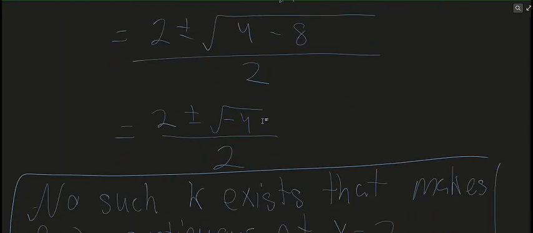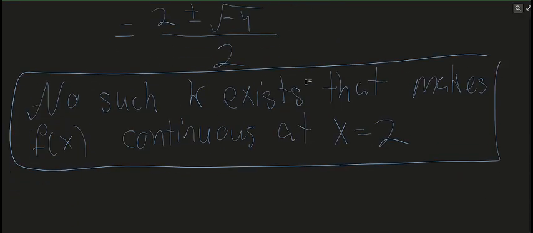The quadratic formula gives you the square root of a negative number, ergo there is no such k as per the rules of this class. And that's it for continuity.